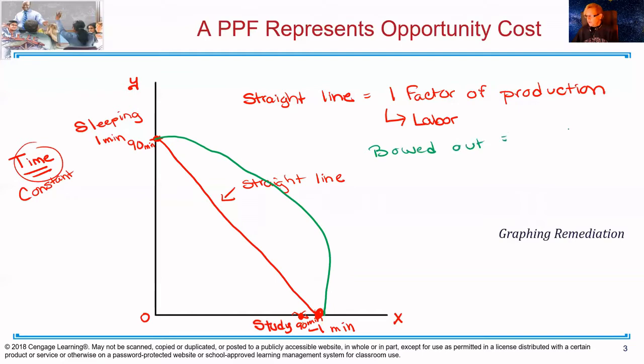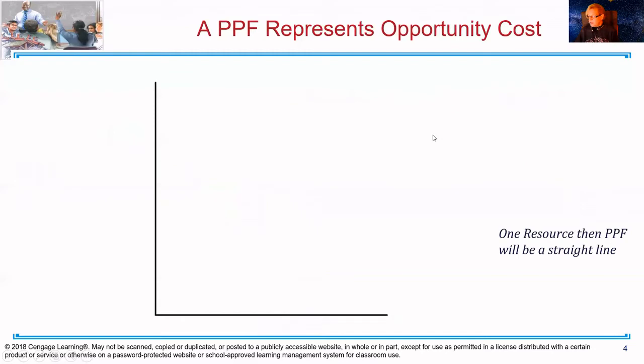if we are measuring more than one factor of production. Okay, straight line, one factor of production; more than one, going to be a bowed out shape. Okay. So again, this just kind of highlights it.